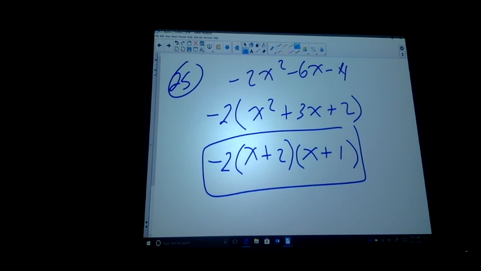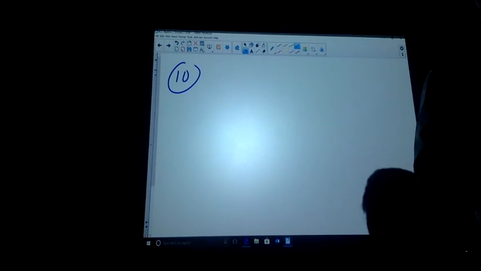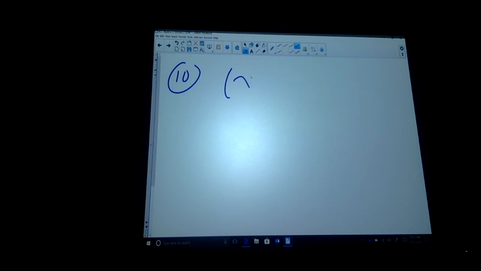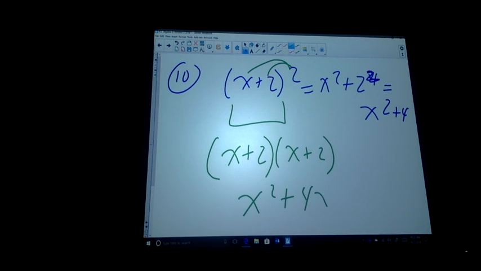Number 10. What does it say? Describe the mistake in the following. Oh, okay. x plus 2 squared equals x squared plus 4. All right, the mistake is this. You cannot distribute the square here and here. This means that I have x plus 2 times x plus 2, and if I FOIL that out, I get x squared plus 4x plus 4. So the mistake was the distributing of that.